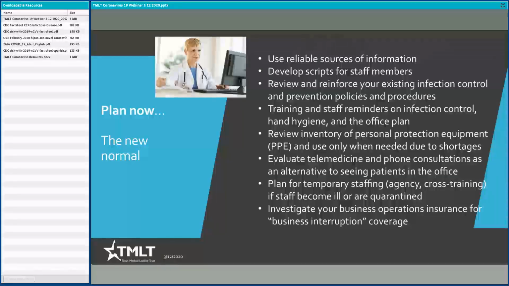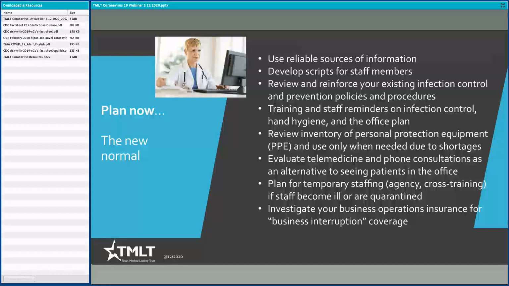If you are lucky enough to still be in the first category of no coronavirus known in your community, you're in the preparedness phase and you need to take advantage of this phase to get as much in place as you possibly can. You need to plan now. We don't know how long coronavirus is going to be a problem in Texas and in the United States, and quite honestly, in the world. So you need to prepare for the new normal.